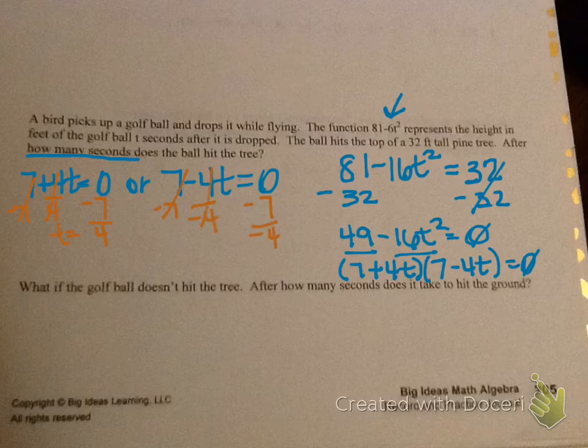A negative divided by a negative is a positive, so it's 7/4 seconds. So almost 2 seconds the ball hits the tree.